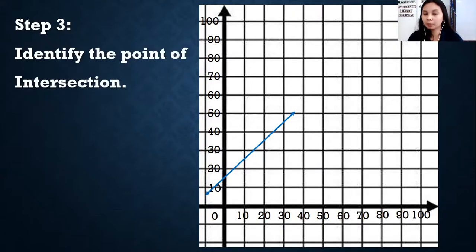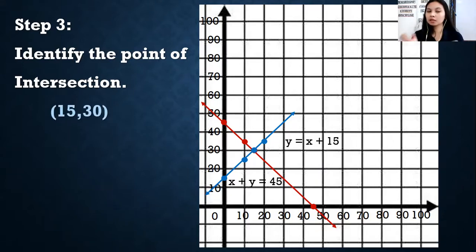And identify the point of intersection. So, ito yung sa ating unang point. Yan, yung pula. Tapos yung blue naman yung ating second equation po. So, kung napansin nyo, nag-intersect po sila. Meron silang specific point kung saan sila nag-intersect. So, ayun yung magiging point of intersection natin, which is positive 15 and positive 30 po. So, therefore, we can say that positive 15 and 30 is the solution for our given linear equations po.